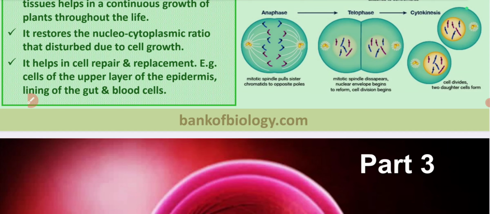In your NCERT, the same things are given. Production of diploid daughter cells with identical genetic complements. The growth of multicellular organisms is due to mitosis, and the disturbed ratio of nucleus and cytoplasm. So it is essential for the cell to divide to restore the nucleus-cytoplasmic ratio. Okay, and the main contribution of mitosis is cell repair.